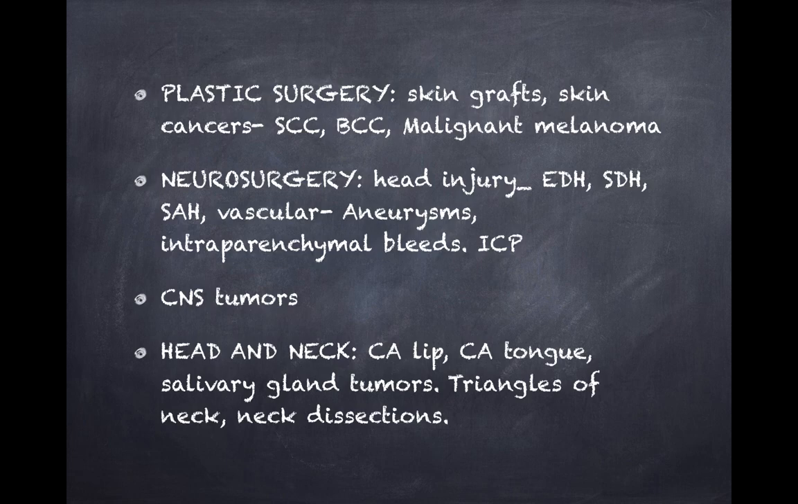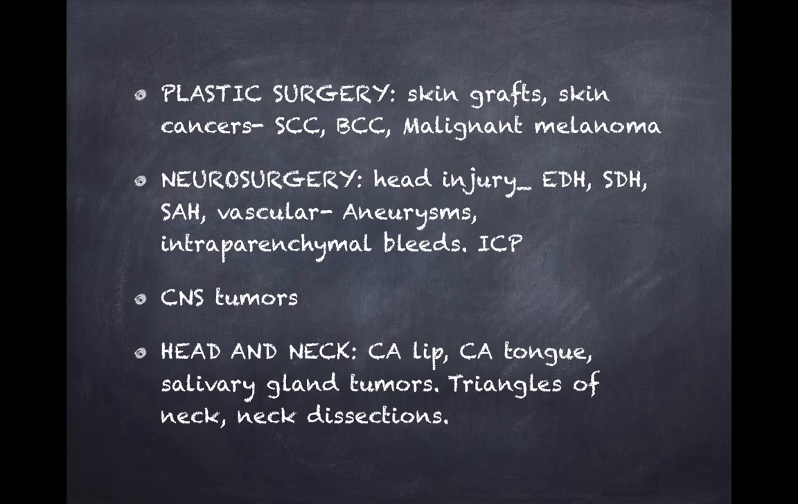So CA lip, CA tongue, salivary gland tumors, they all are pretty important, not extremely important. So you could give it like 2 or 3 readings, make good notes, extending up to 2 to 3 pages. I think that's enough. Don't spend more time on this.